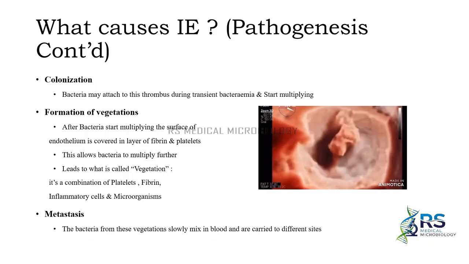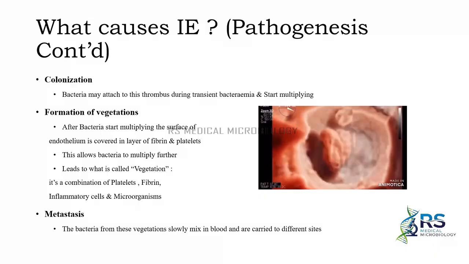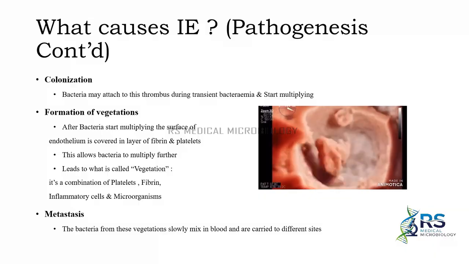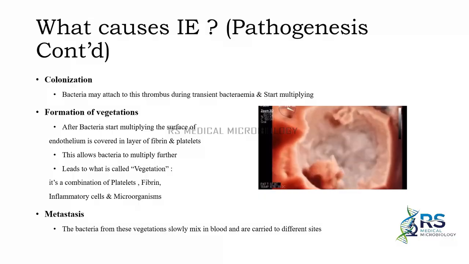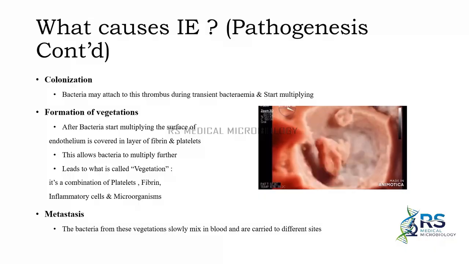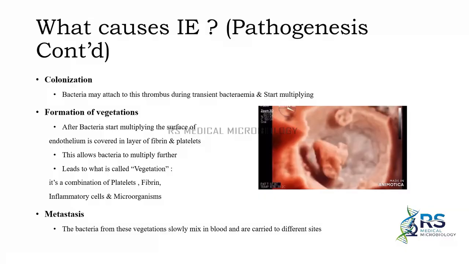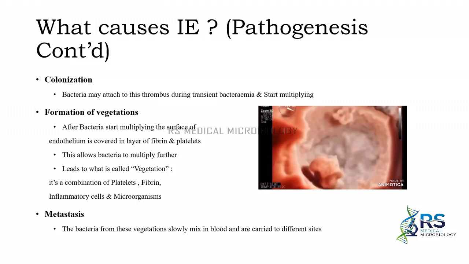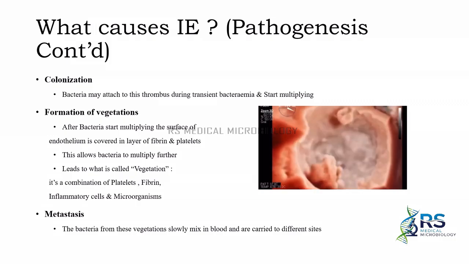Here what happens? Slowly, when the thrombus is there, bacteria will come and attach. It can be either a transient bacteremia or they can attach inside the fibrin mesh, and slowly they start multiplying. Once they start multiplying, there will be more covering of the area with layers of fibrin and platelets to prevent the bacteria from proceeding further. This is what we see as a vegetation. It's a combination of platelets, fibrin, inflammatory cells and microorganisms.